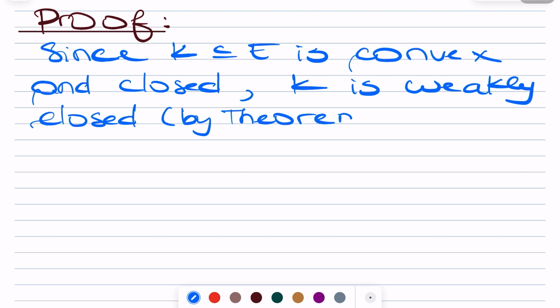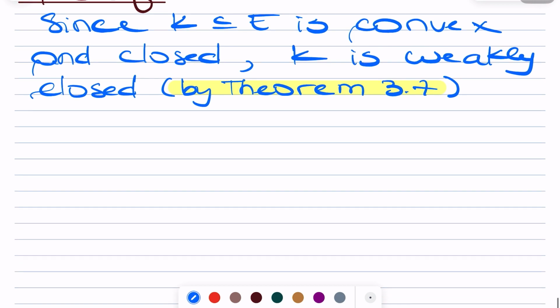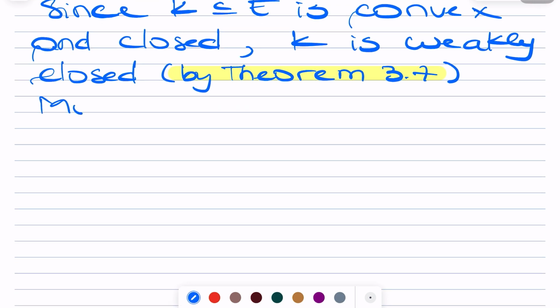Theorem 3.7. We put the link to the video, so do not worry. Since K is convex and strongly closed, it is weakly closed, definitely. Moreover, K is bounded.